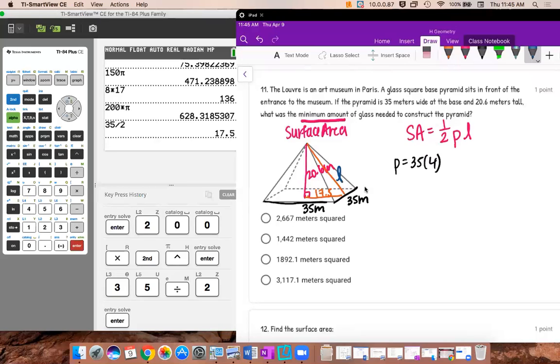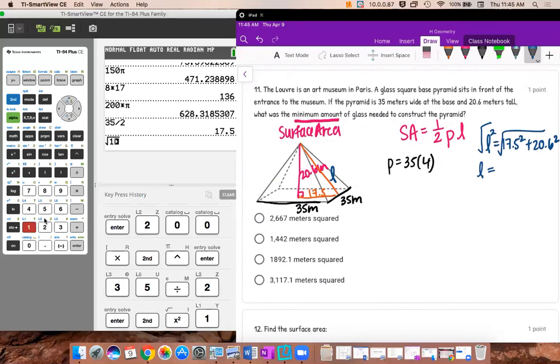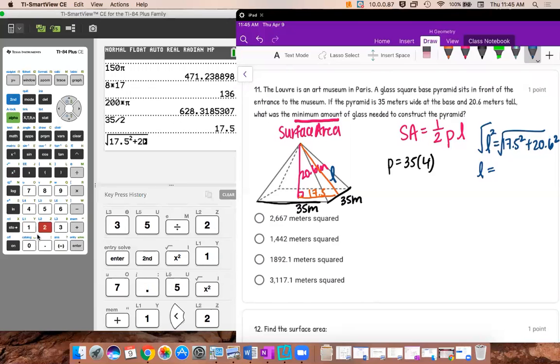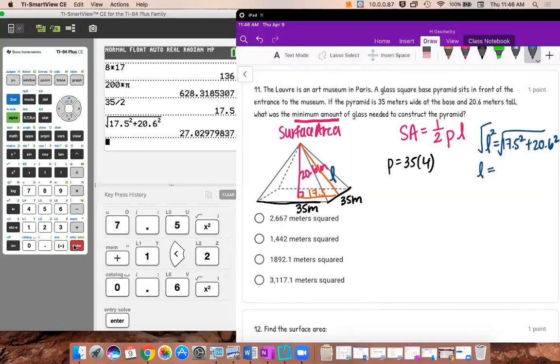So I have to do the Pythagorean theorem. To get the slant height, we're going to do slant height squared equals 17.5 squared plus 20.6 squared. And then to get the slant height all by itself, you just take the square root of all of this. So your slant height is going to equal the square root of 17.5 squared plus 20.6 squared.